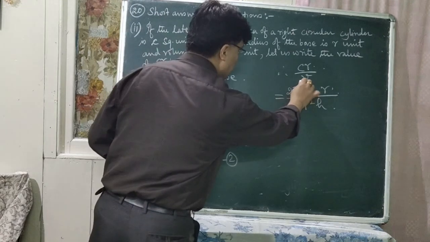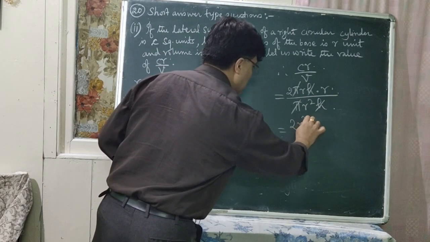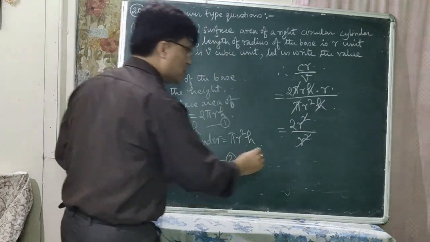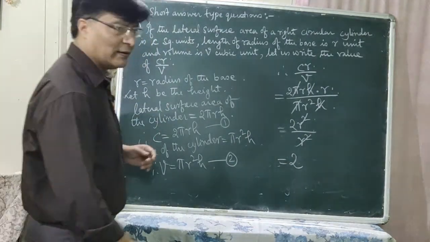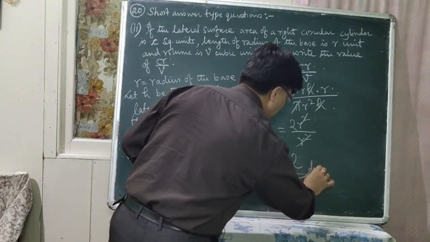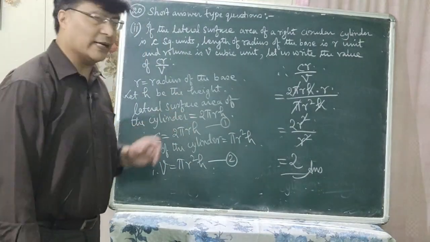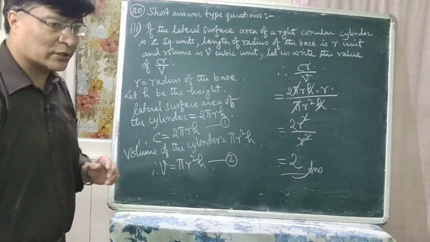Okay. So here you can cancel pi and h cancels, which is equal to 2r square divided by r square, which cancels, which is equal to 2. So this is the final answer. What is the value for CR divided by V? It is 2. That is your answer. Okay, so you can copy it. Now we'll do the next question, question number 3.